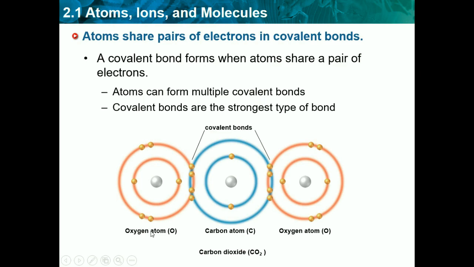They both still have 8 in their octet, which is the goal. So 1, 2, 3, 4, 5, 6, 7, 8. Oxygen gets 8. This oxygen is the same thing: 1, 2, 3, 4, 5, 6, 7, 8. And then so does the carbon atom in the middle. It also gets 8. They efficiently share all their electrons to get 8 in their octet, and that's the goal. It's really strong because they're all combined together. They're basically connected.